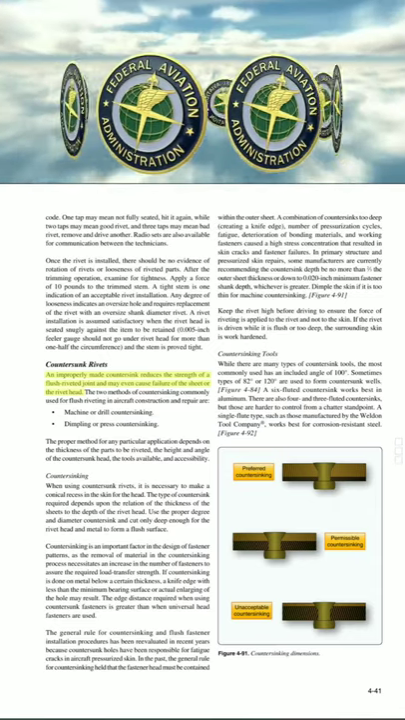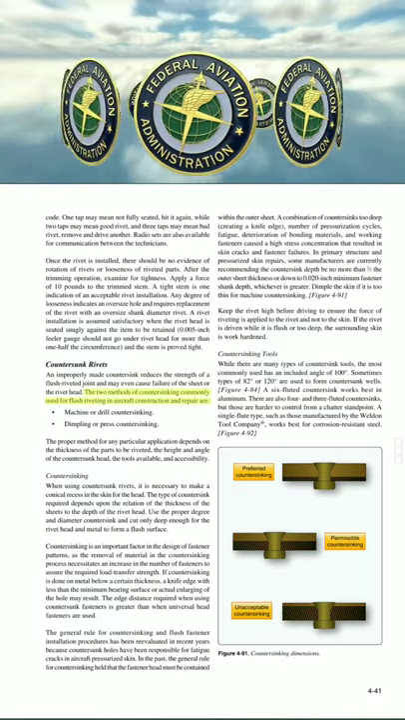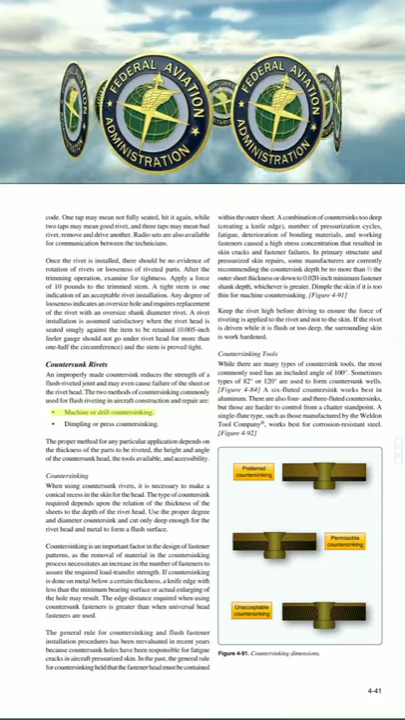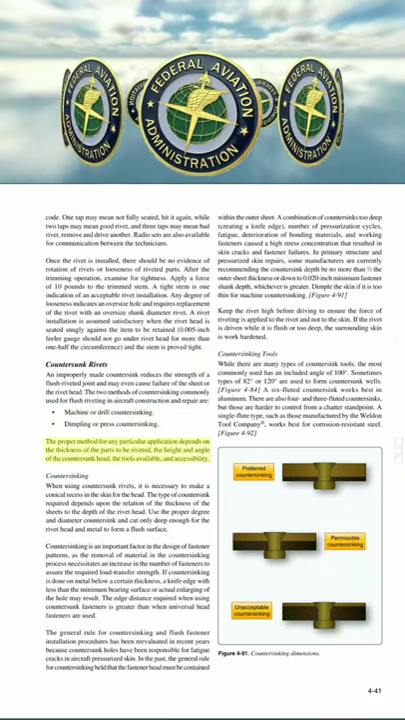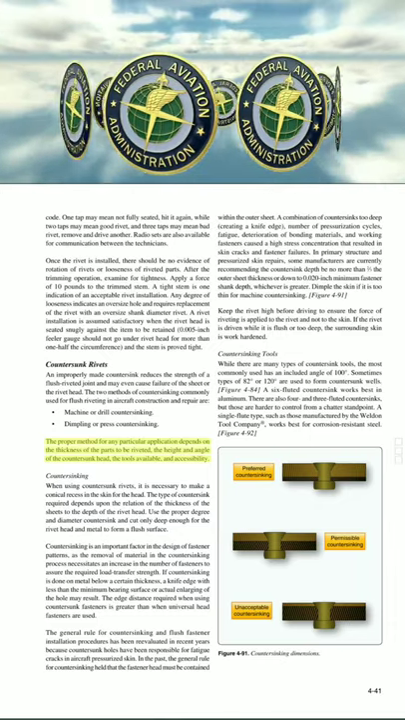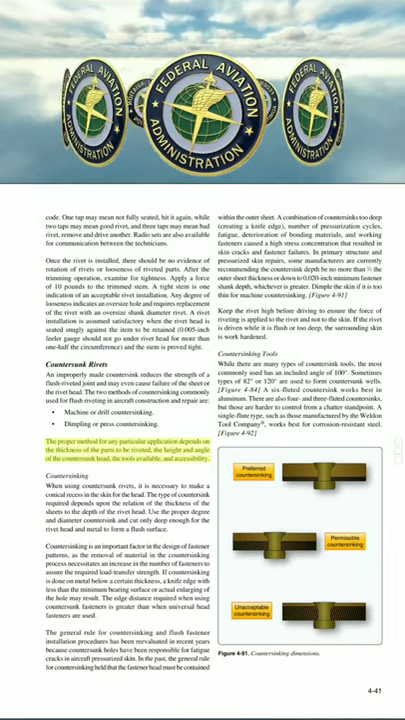Countersunk rivets. An improperly made countersink reduces the strength of a flush riveted joint and may even cause failure of the sheet or the rivet head. The two methods of countersinking commonly used for flush riveting in aircraft construction and repair are machine or drill countersinking, and dimpling or press countersinking. The proper method for any particular application depends on the thickness of the parts to be riveted, the height and angle of the countersunk head, the tools available, and accessibility.